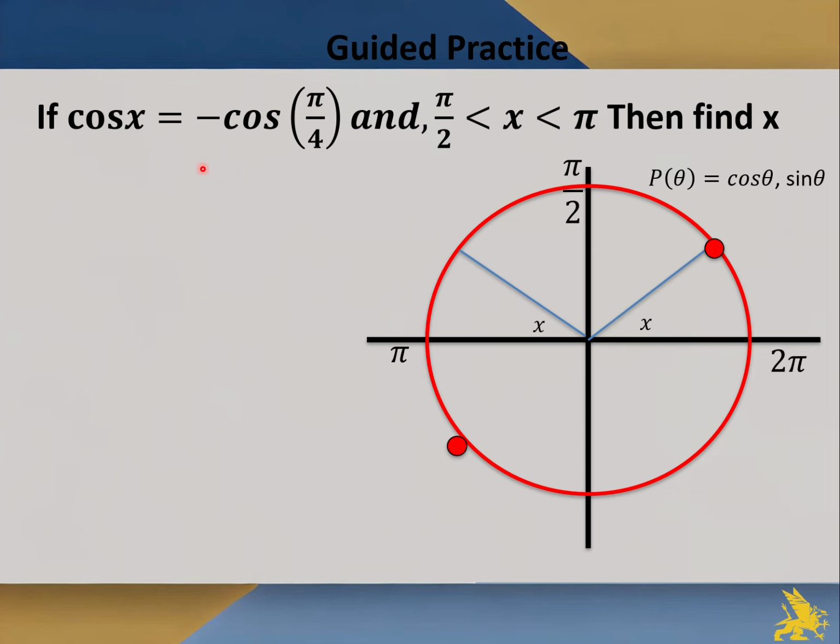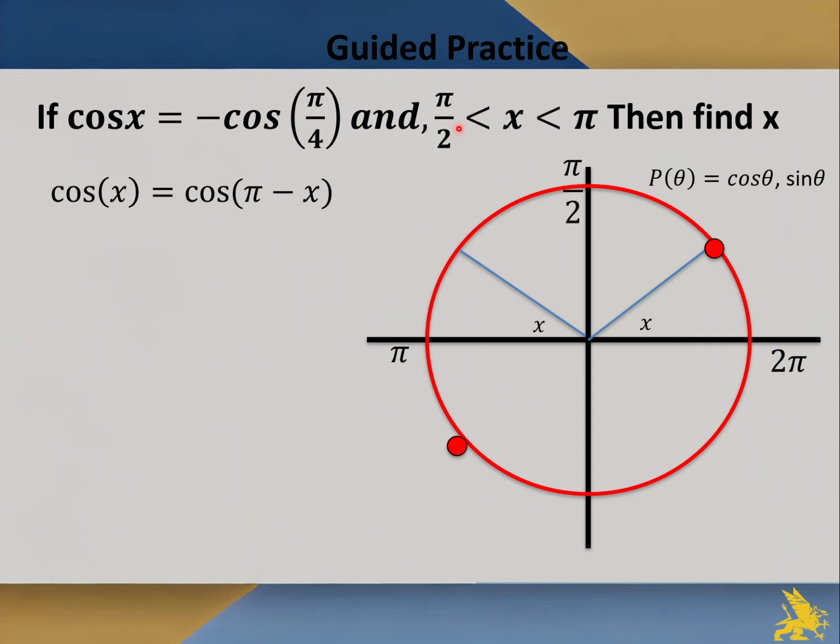Then I look at this next question here, and it says if cosine x is equal to negative cosine pi over 4 and x is greater than pi over 2 and less than pi. So first, this part here tells me that it must be between this part here, so it's in quadrant 2. That's the first thing it tells me. So that means we're dealing with cosine x is going to be equal to negative cosine pi minus x. Okay, that's the first part.